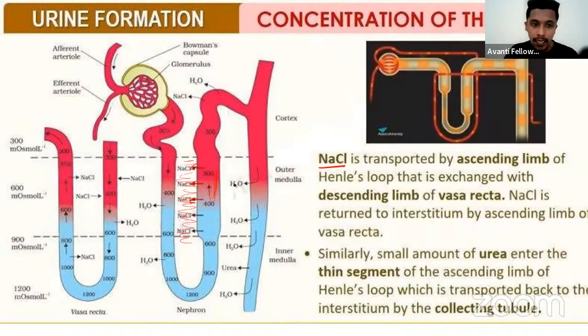Okay, so as the NaCl is exchanged by the ascending loop, now what happens? It will accumulate in the interstitium. Now similarly, if you look at the urea from the thin segments of the ascending loop, where is urea? Yeah, we have urea. So the urea enters the thin segment of the ascending loop. After it enters the thin segments of the ascending loop, it is transported back to the collecting ducts.